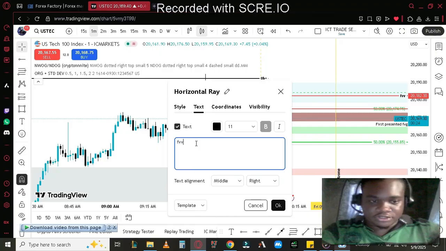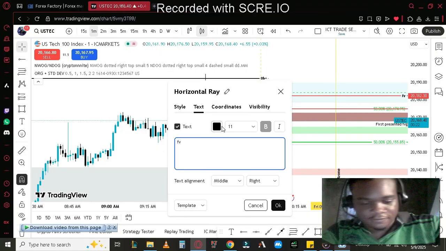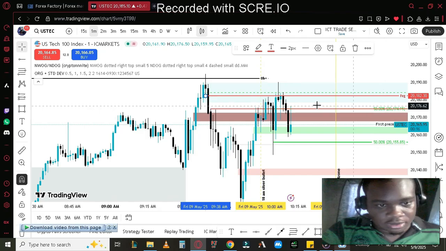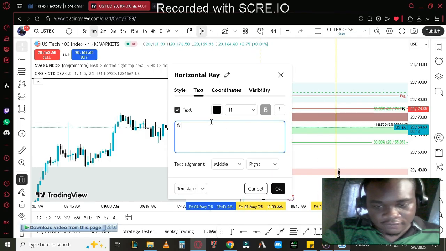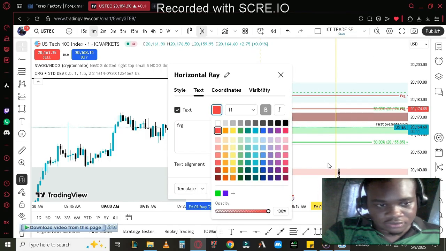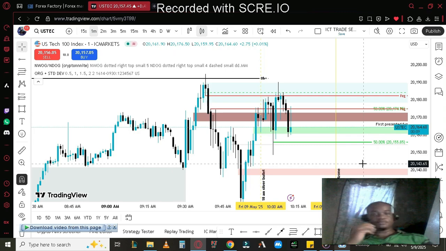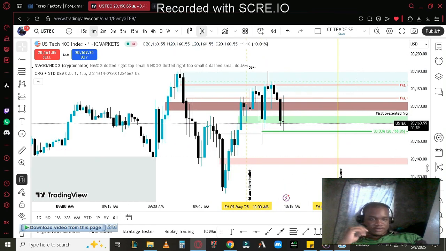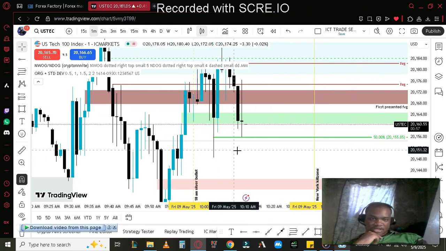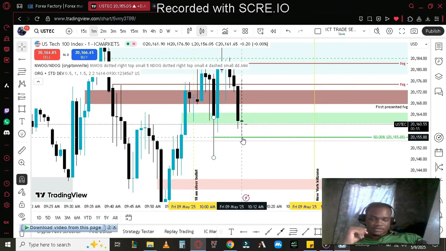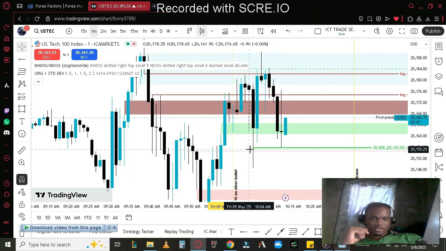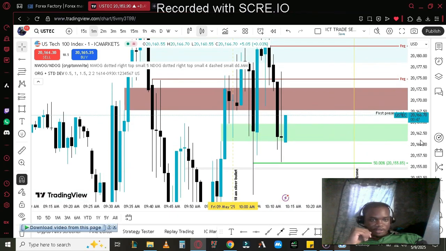Let's do FVG. Turn this into red. Okay, and FVG. And turn this into red. There we go. Tapping the midpoint here of this wick, which is acting as a premium wick if it wants to use it to go higher. Nice reaction there. Let's see if it's actually pinpoint perfect.